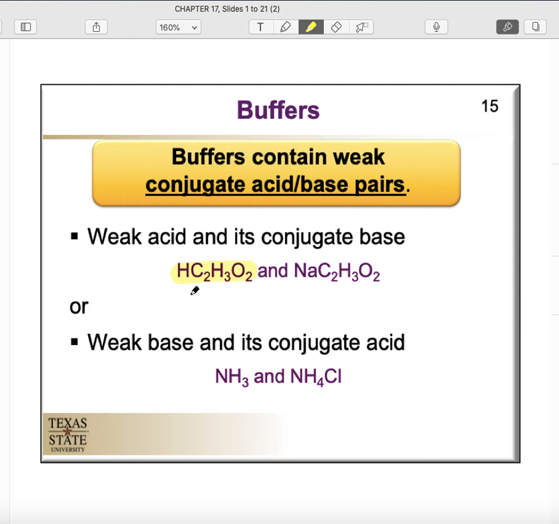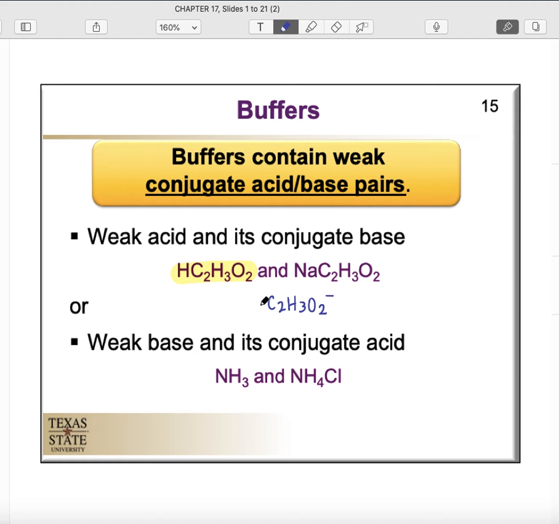I could have written it also as CH3COOH. But that weak acid is basically part of our buffer. Now, I need its conjugate base. As we know, the conjugate base of acetic acid would have been C2H3O2 negative, because it has donated a proton.